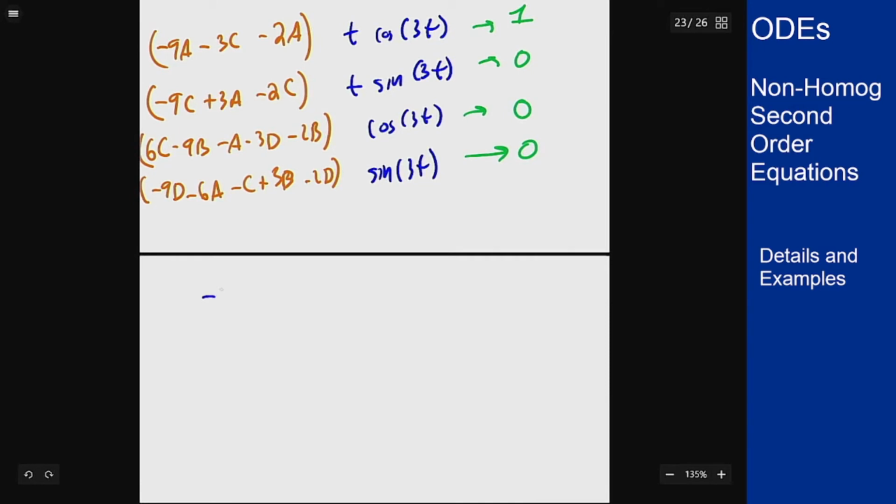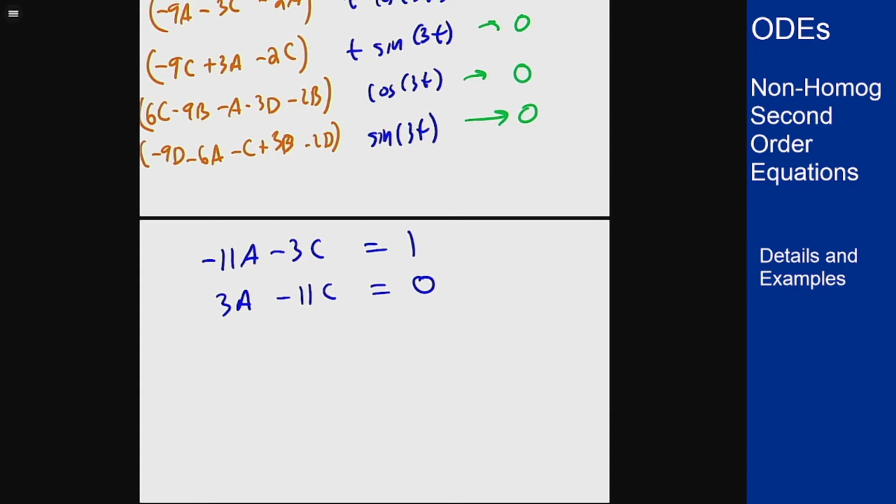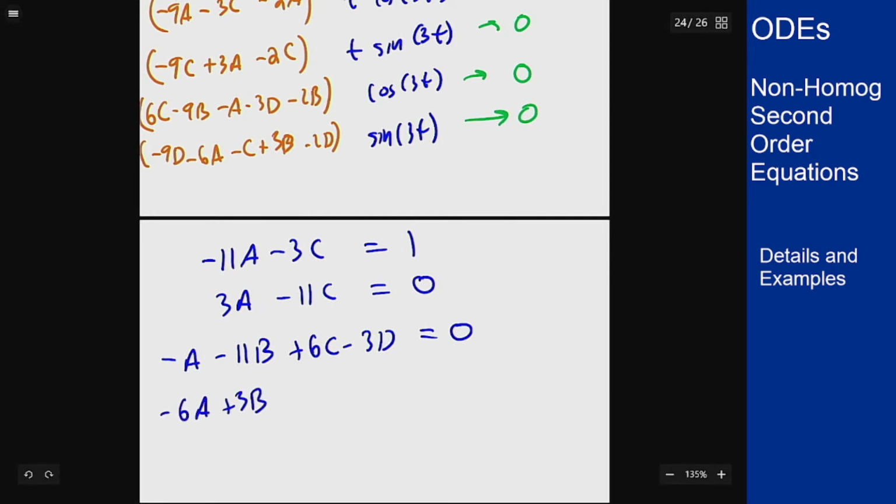I have minus 11a minus 3c equals 1. I have 3a minus 11c equals 0. I have negative a minus 11b plus 6c minus 3d equals 0. And I have negative 6a plus 3b minus c minus 11d equals 0. Now I just want to solve this. I can solve these two first independently because they are two variables, two equations.